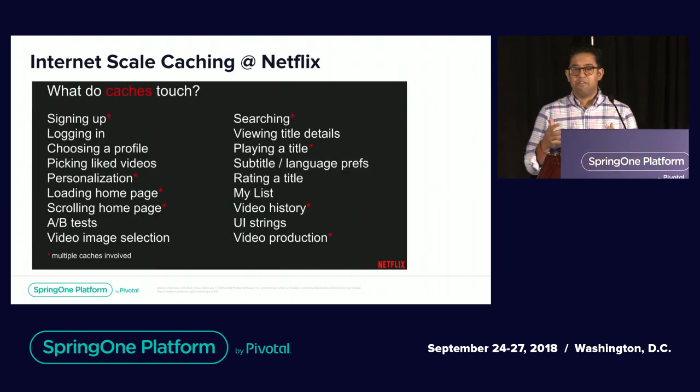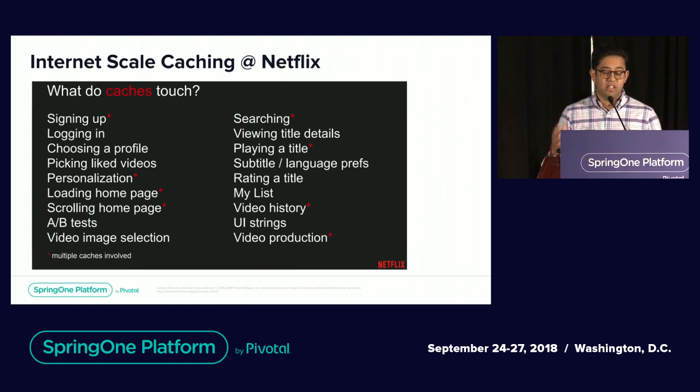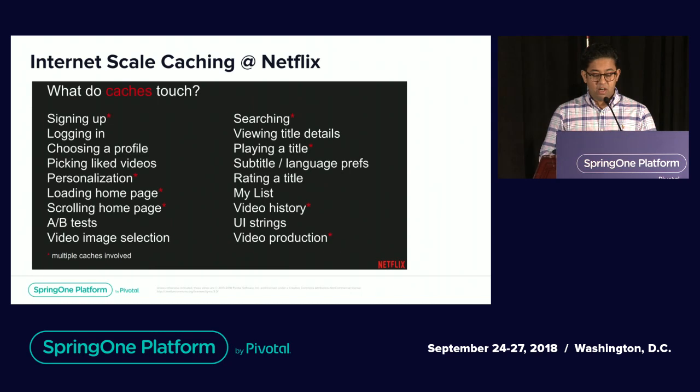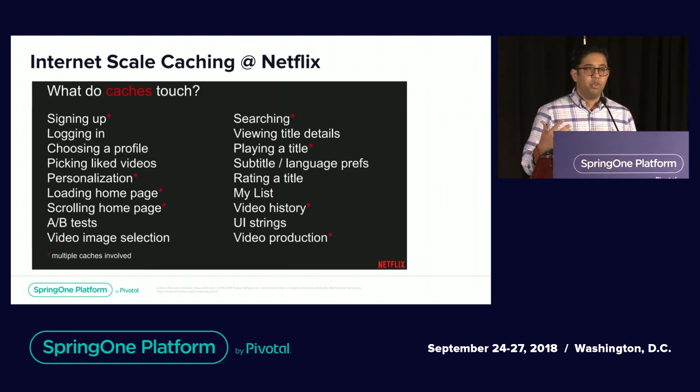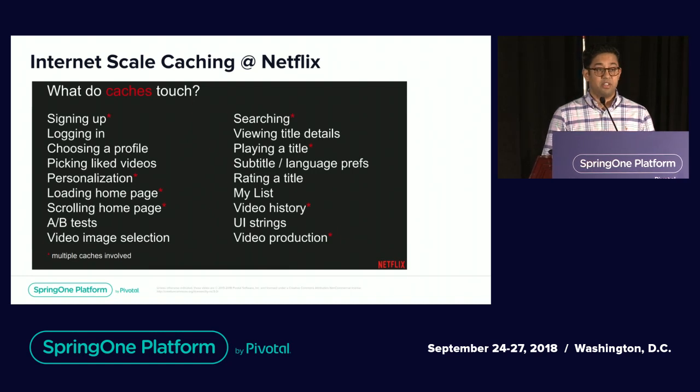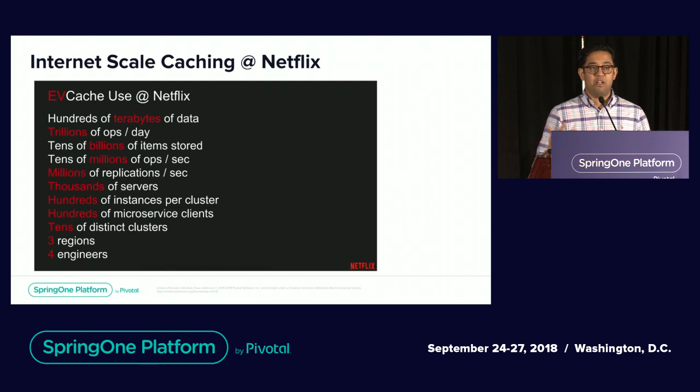Now, if you see the different areas at the scale of Netflix, it's touching caching. Their signing up service, logging service, searching, viewing title details, and basically everything you do while browsing your titles, all these things are coming out of their caching solution. This is pretty amazing given the scale at which Netflix operates. The most interesting thing is that they have hundreds of terabytes of data in this cache, trillions of hops per day, tens of billions of items stored, millions of ops, thousands of servers, hundreds of microservices, 3 regions, and 4 engineers managing this.